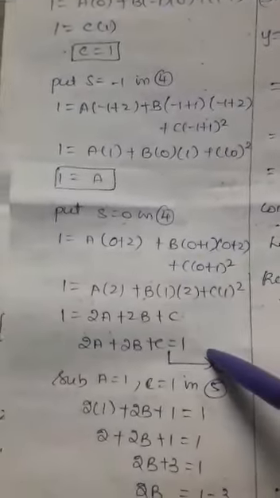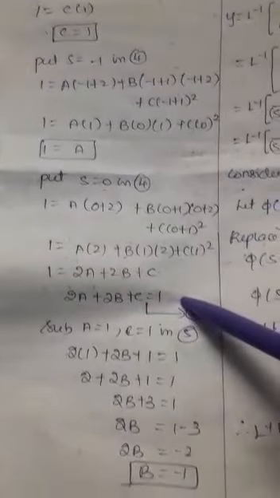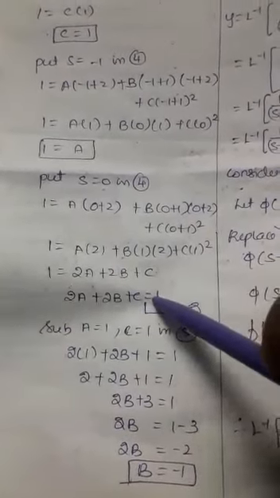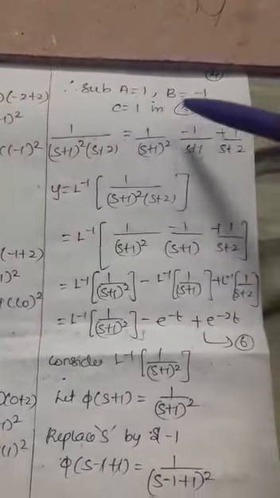Partial fractions: putting s equal to minus 2 in 4, I am getting the c value; s equal to minus 1 gives a. This all you will understand clearly. S equal to 0, you will get this equation. Now solve again, a equal to 1, c equal to 1, we are substituting here, I am getting the value b equal to minus 1. After a, b, c values, you substitute in equation 3, that is the beginning of this step.